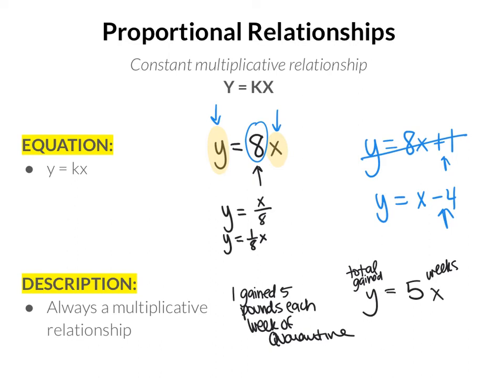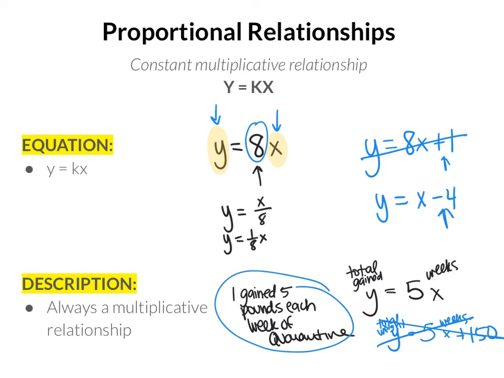There's a constant increase. One way you could think about it where it's not proportional is if you have y being my total weight, and then I have 5 multiplied by x, which is the number of weeks. This actually wouldn't be multiplicative because it would be 5x plus whatever my weight was when I started off. So no longer multiplicative, but as long as you're looking at total gained multiplied by the number of weeks, gaining 5 pounds each week of quarantine is a multiplicative relationship.